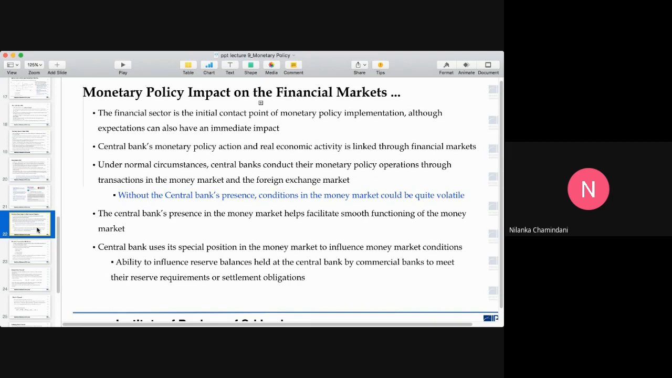The central bank uses, as we discussed, its ability to influence reserve balances held at the central bank by commercial banks to meet their reserve requirements or settlement obligations. This relates to the SSR. So other than doing open market operations, even by setting the SSR, the central bank can influence money market conditions.